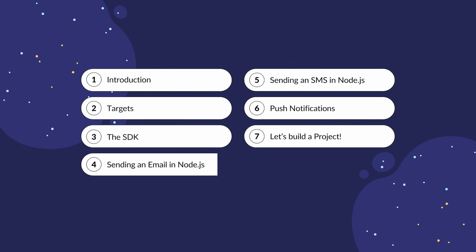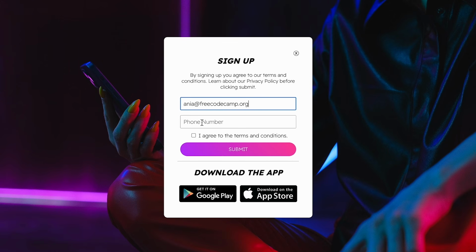In fact, here's a full list of what we'll be covering today. First off, we'll start by understanding what targets are when it comes to messaging in software development. Next, we'll move on to looking at the SDK that we are going to use in this tutorial that will help us send messages from full stack applications to our users. We will first look at sending emails in Node.js, followed by sending SMS messages in Node.js, and finally use everything we have learned to build this full stack application.